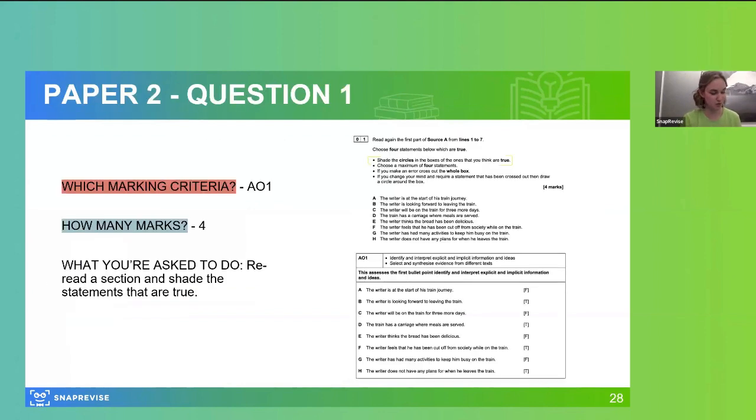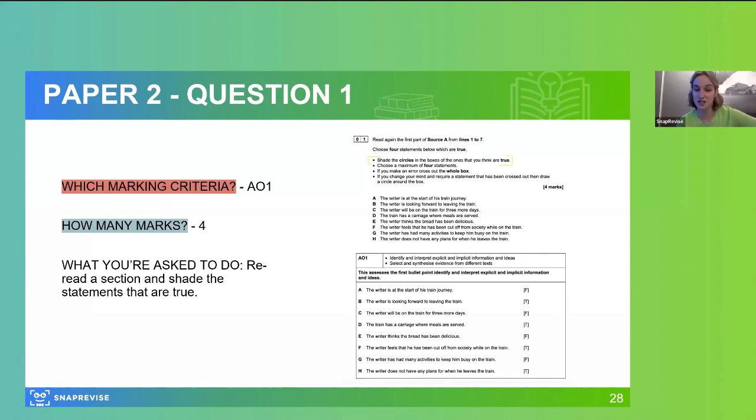So with question 1, it's all about AO1, which is your ability to understand and make inferences from the text. It's worth 4 marks. It's very similar to question 1 in the first paper. You're asked to reread a short section, and then shade in the statements that are true. For example, in this one, shade the circles in the box that you think are true, choose a maximum of 4 statements because it's worth 4 marks.